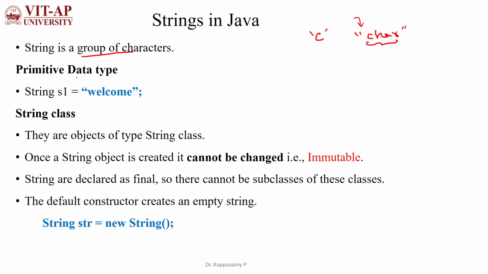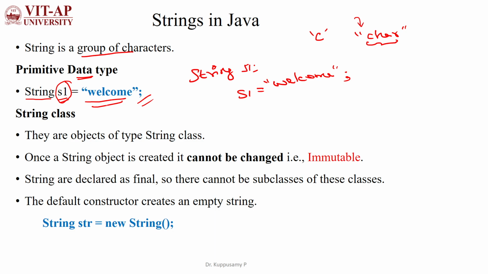There is a string primitive data type that is given here. String is the data type and the variable is declared here. We can declare like this. After declaring, you can assign the value s1 equal to welcome like this. So we can give these two statements in a single line: string data type, variable name s1, and we are initializing the value welcome.